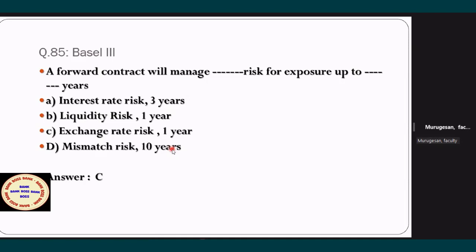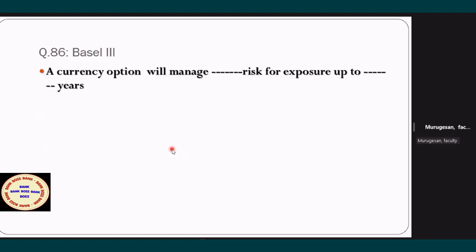The alternative is the currency option contract. That will also manage currency risk. What risk will a currency option manage, and for exposure up to how many years? This will also manage up to 1 year. So the currency option also will manage exchange rate risk, not interest rate risk, for the exposure.